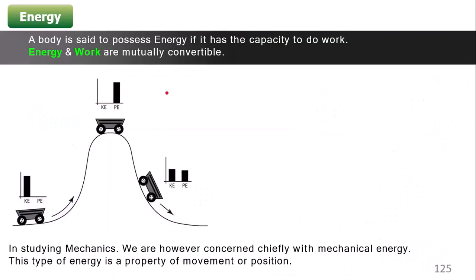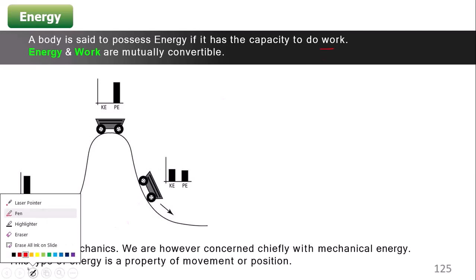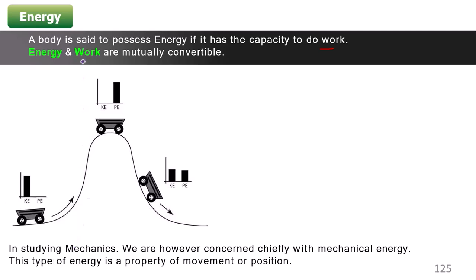Now, what is energy? A body is said to possess energy if it has the capacity to do work. So whenever a body has the capacity to do work, it has some kind of energy. Energy and work are mutually convertible. That means we can convert one form of energy to another form. In this situation, let us say the car is at point A. Now we are lifting the car from point A to point B. So whenever I am trying to raise the car from point A to point B, the body should have some kind of energy.